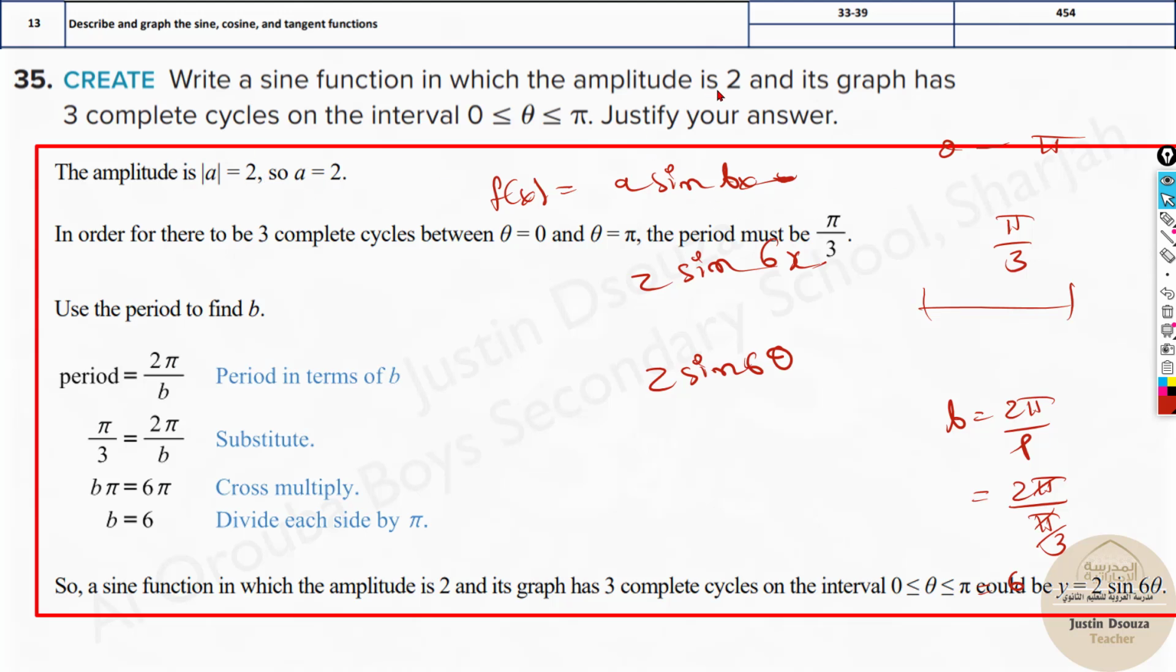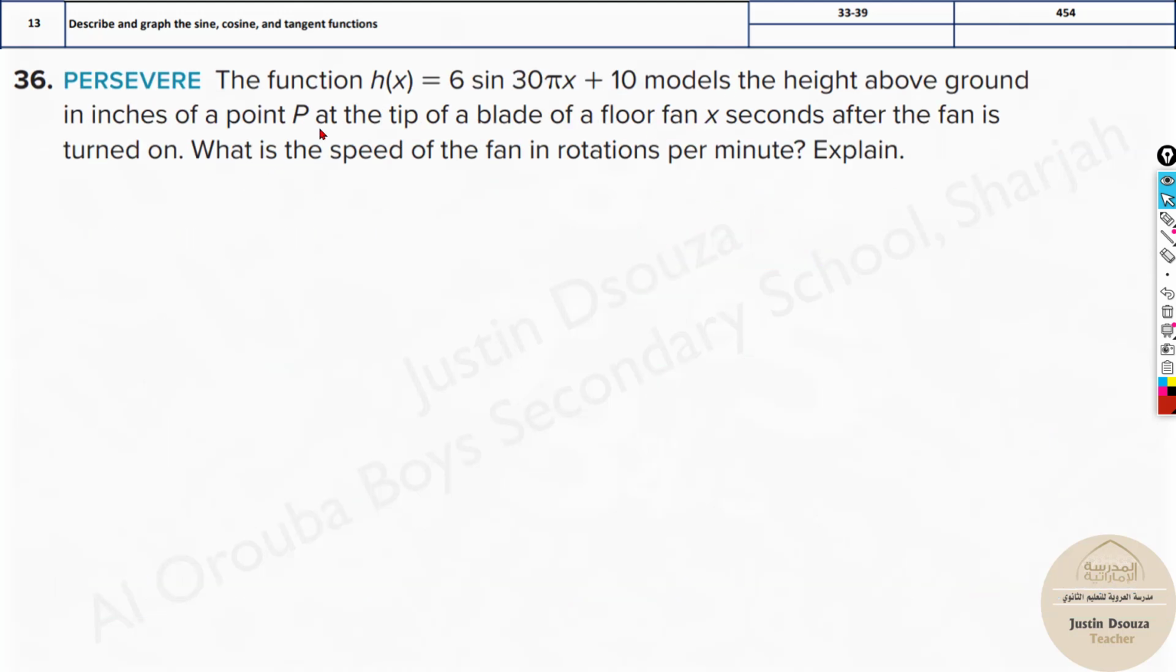Now, amplitude over here was given already. Now, this problem is similar to the previous one, but a little different, so I'll do this as well. The function h of x is given over here, 6 sine 30 pi x plus 10. It models the height above the ground in inches of a point P at the tip of a blade of a floor fan x seconds after the fan is turned on. What is the speed of the fan in rotations per minute? Now they have clearly told here x is in terms of seconds. So about rotation we need to find.